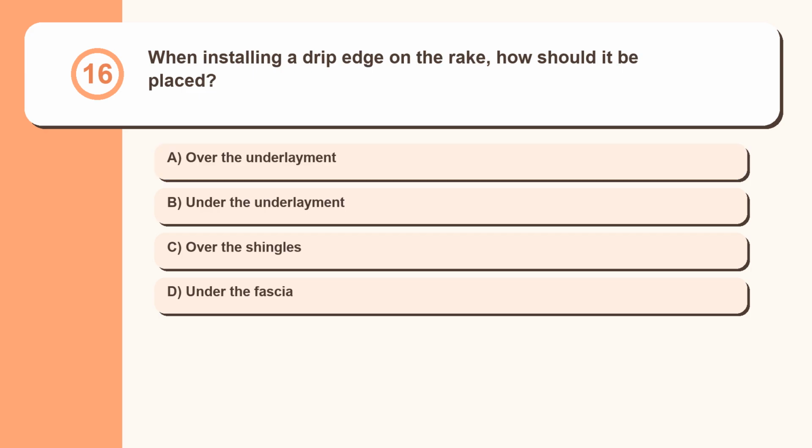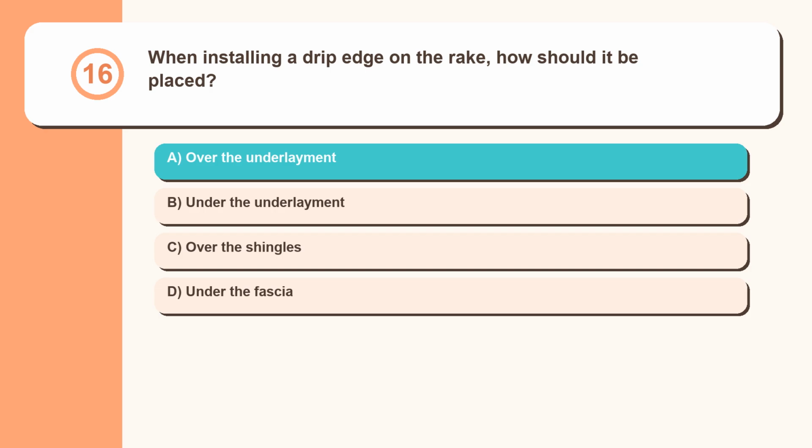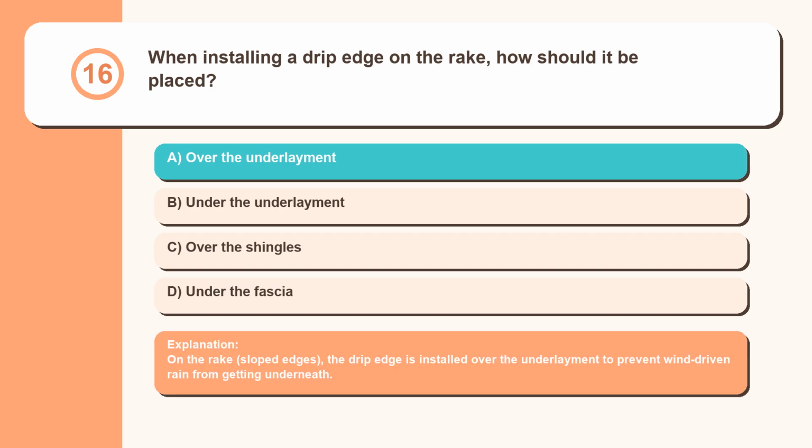Question 16. When installing a drip edge on the rake, how should it be placed? Over the underlayment, under the underlayment, over the shingles, under the fascia. On the rake, sloped edges, the drip edge is installed over the underlayment to prevent wind-driven rain from getting underneath.